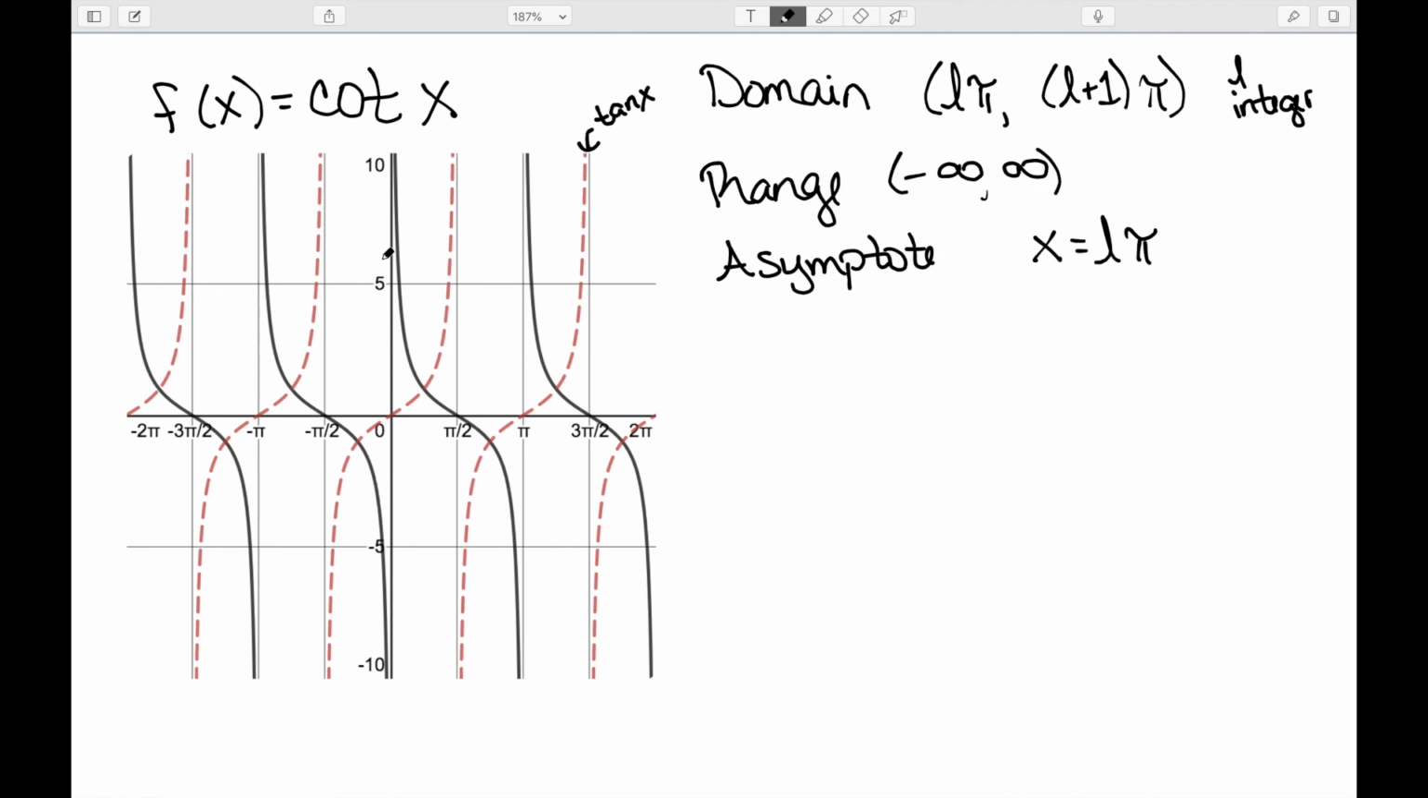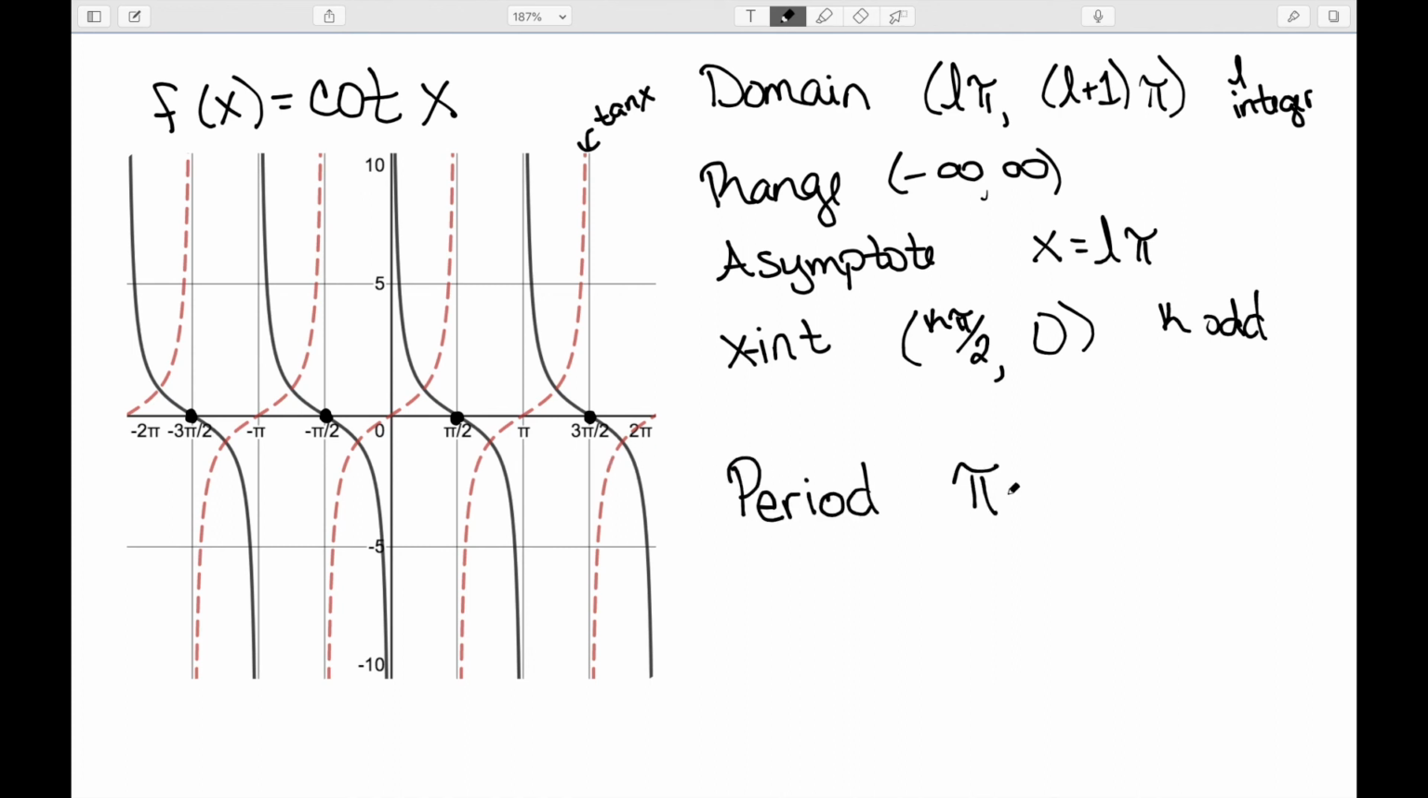I can see I do not have a y-intercept, but I do have x-intercepts. My x-intercepts are of the form (kπ/2, 0), where k is odd. So these correspond to the asymptotes of tangent. Where the asymptotes occurred before are now my x-intercepts, things like negative 3π/2, negative π/2, π/2, 3π/2, etc. And just like with tangent, the period of cotangent is π.